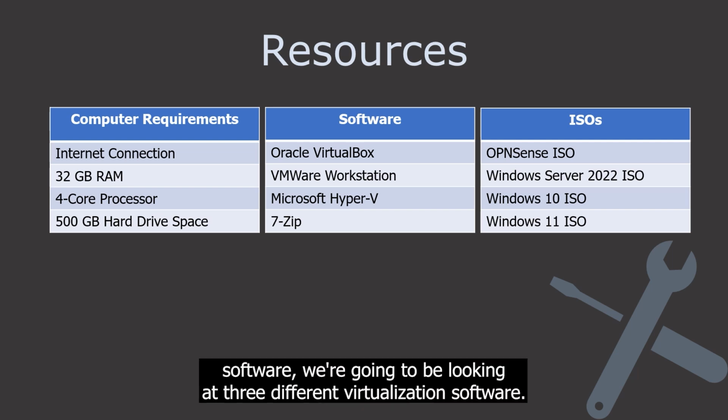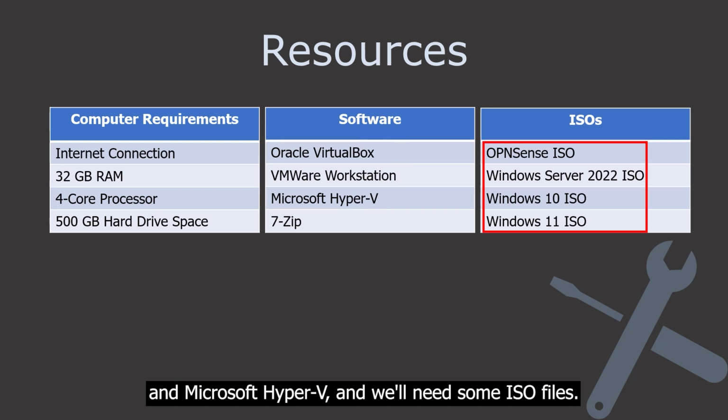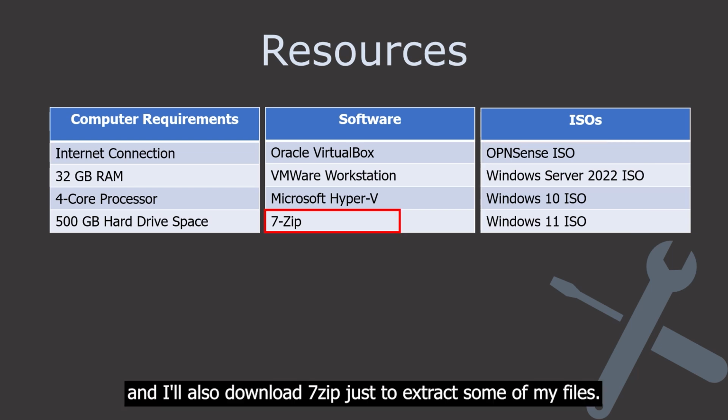Now for software, we're going to be looking at 3 different virtualization software. We'll look at Oracle VirtualBox, VMware Workstation, and Microsoft Hyper-V. And we'll need some ISO files. So we'll need OpenSense ISO, the Windows Server 2022 ISO, and Windows 10 or Windows 11 ISO. And I'll also download 7-zip just to extract some of my files.